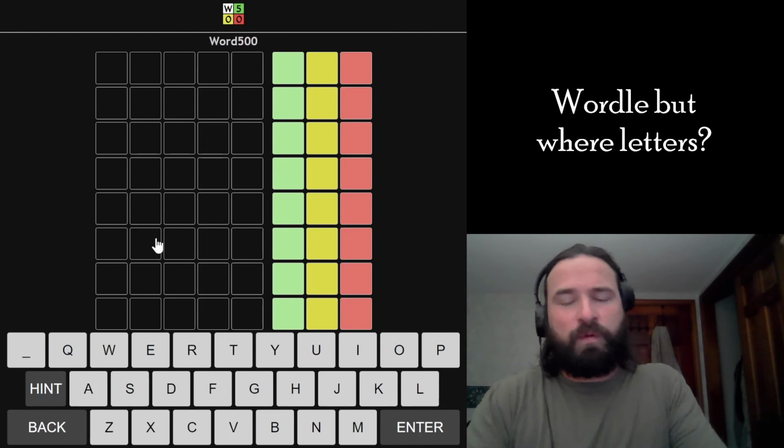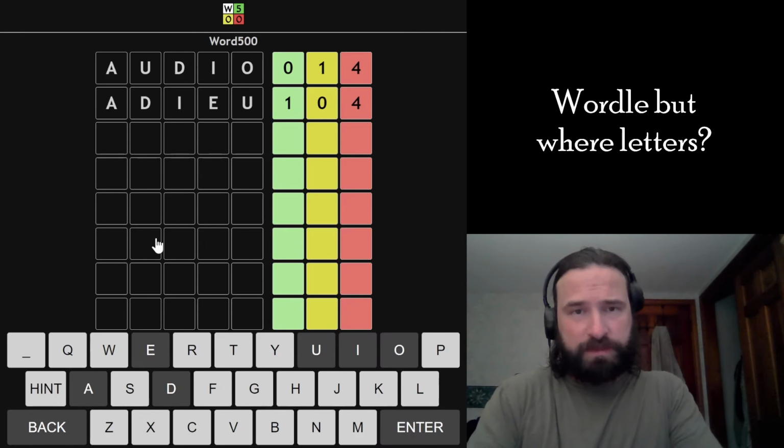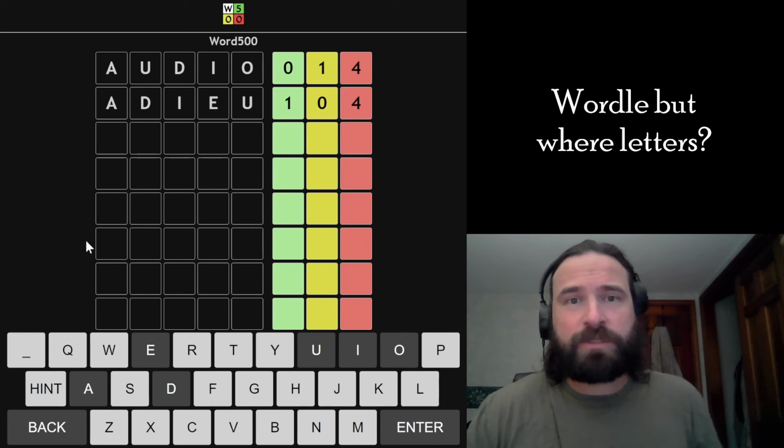Let's match a word 500. Word 500 is a word game where they give you the number of greens and yellows, but then tell you where they are on the word. I like to start with Dua Audio because they use all five vowels from the English language. The only letters that change are the E and the O.